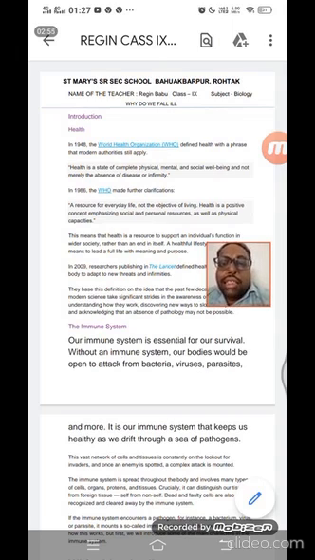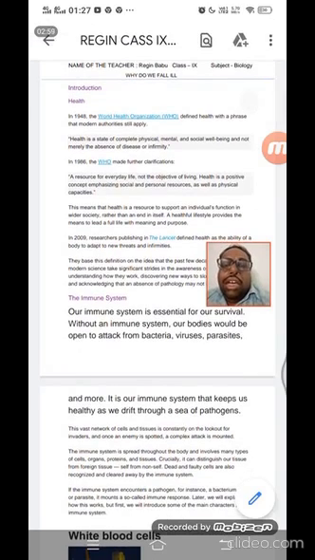And in 1986, a little further clarification was made: a resource for everyday life, not the objective of living. Health is a positive concept emphasizing social and personal resources as well as physical capacities. The same thing, but they have just redefined it in modern terms by putting some psychological aspects inside it also.